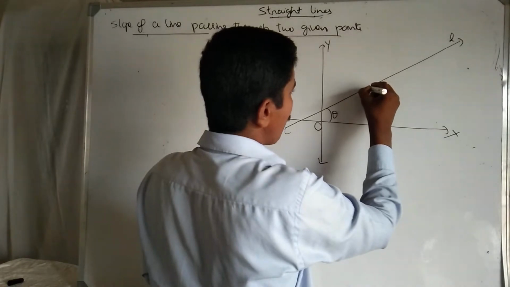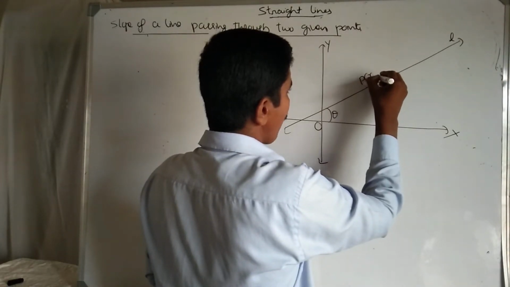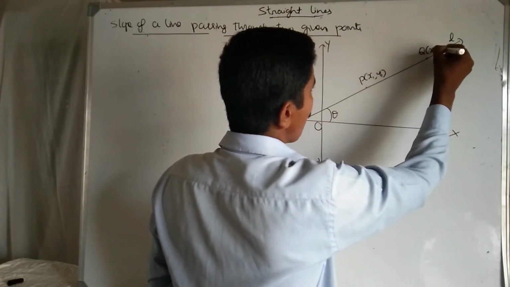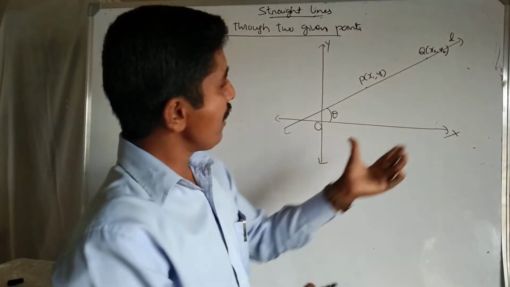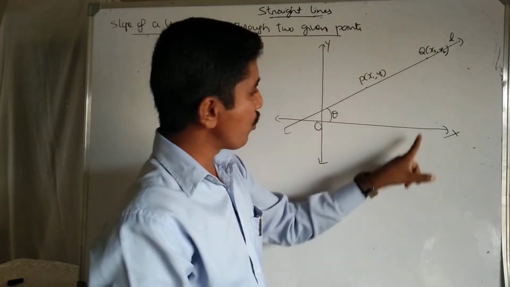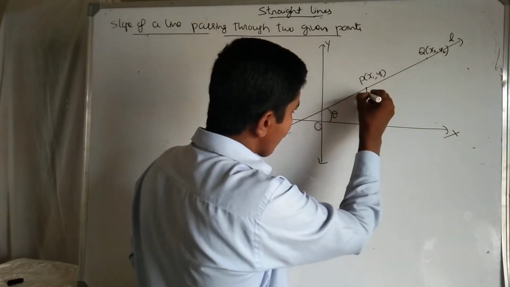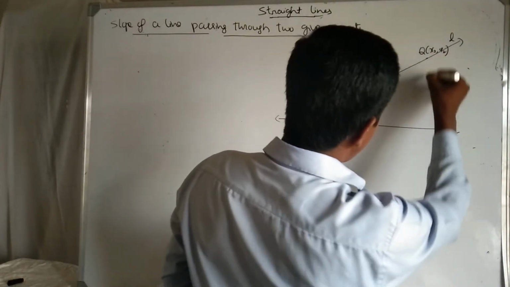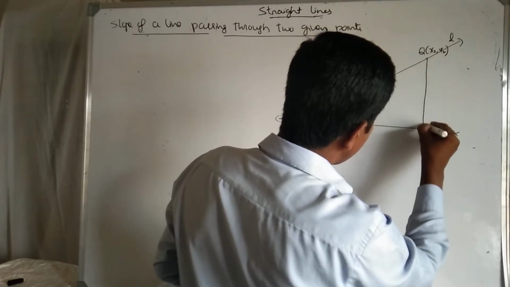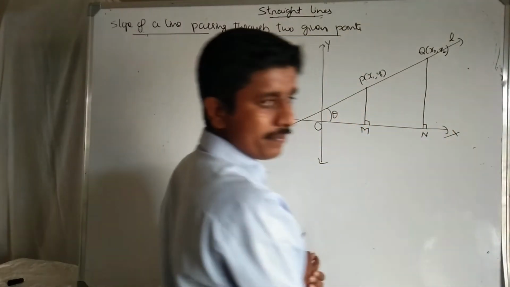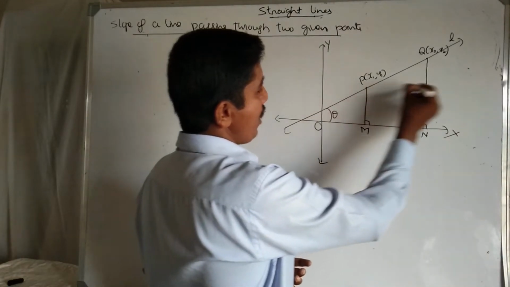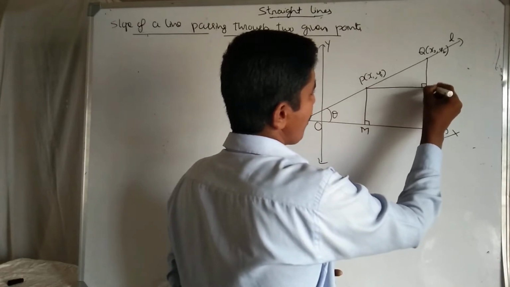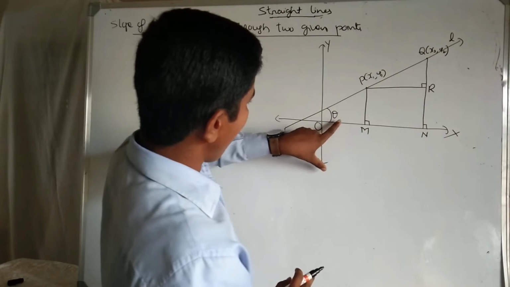Here one point I am taking P: P of x1 comma y1, one point. Next Q: Q of x2 comma y2, another point. Now draw perpendicular lines from the points P and Q to the x-axis. From the point P to the x-axis, marked as point M. Next, from the point Q to the x-axis, marked as point N. Now draw a perpendicular line from the point P to the line QN, marked as point R.